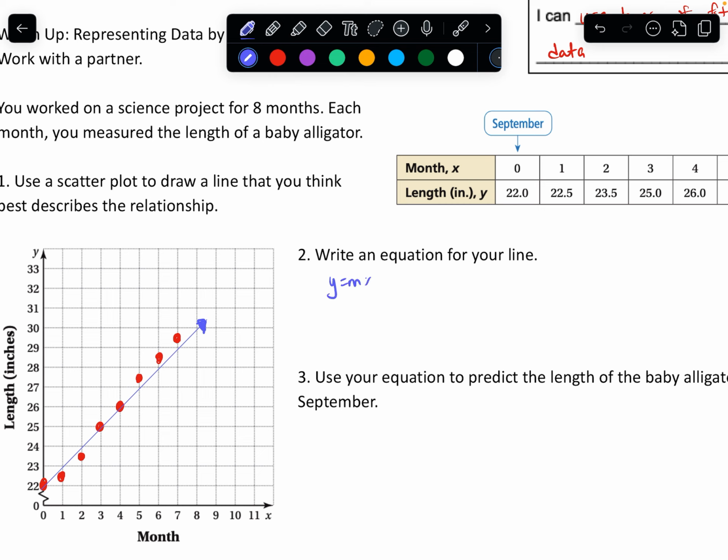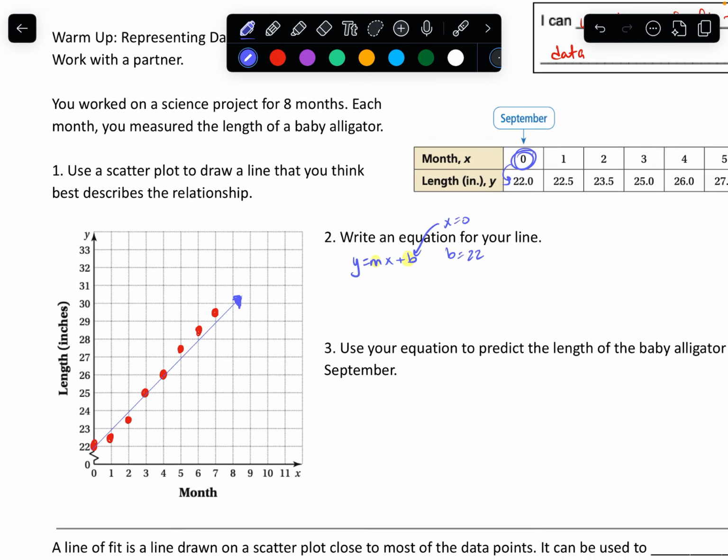So when it says write an equation, you should really think of y equals mx plus b. So what am I going to do for y equals mx plus b? I need to find my slope and I need to find my y-intercept. Well, your y-intercept is given to you, right? Your y-intercept, your b, this is when x equals 0, right? So what is x equals 0? Your b is going to be 22, right? And then how do I find my m?